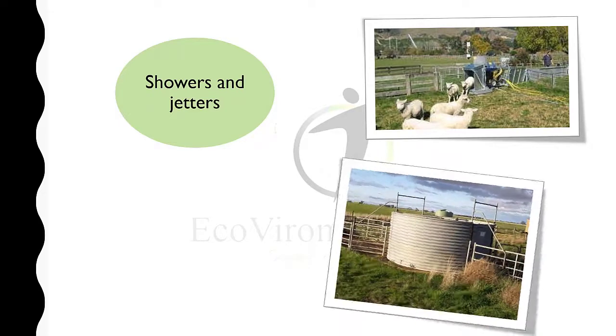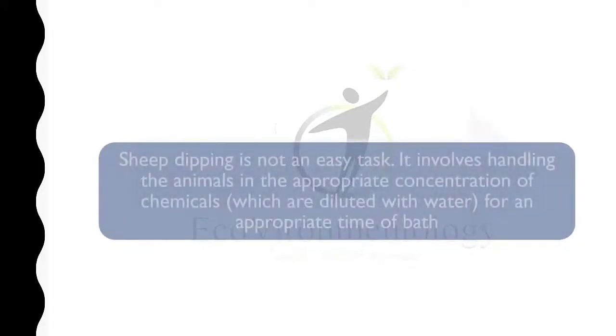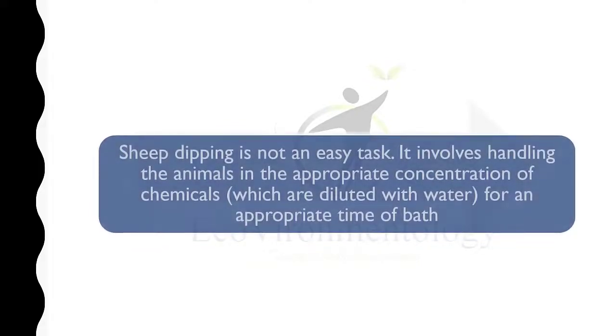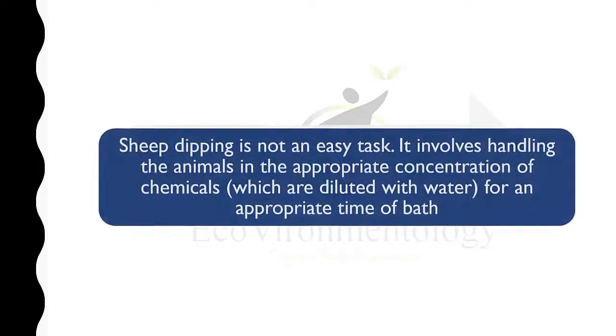We should know that sheep dipping is not an easy task. It involves handling the animals in the appropriate concentration of chemicals which are diluted with water for an appropriate time of bath. The chemicals that are used in sheep dip have a very harmful impact on human beings as well as on animals.